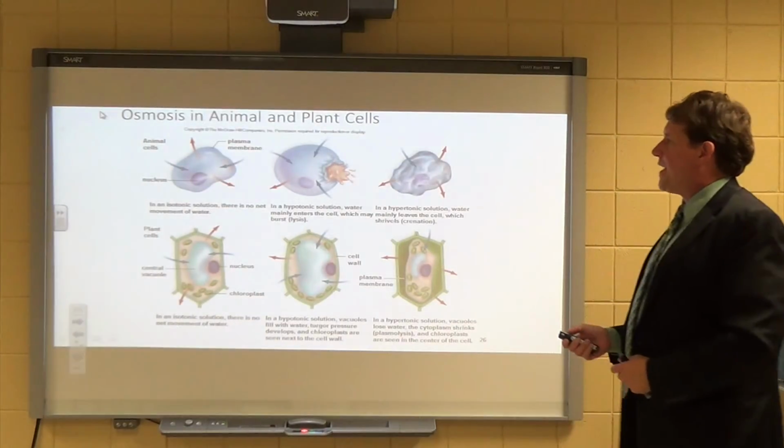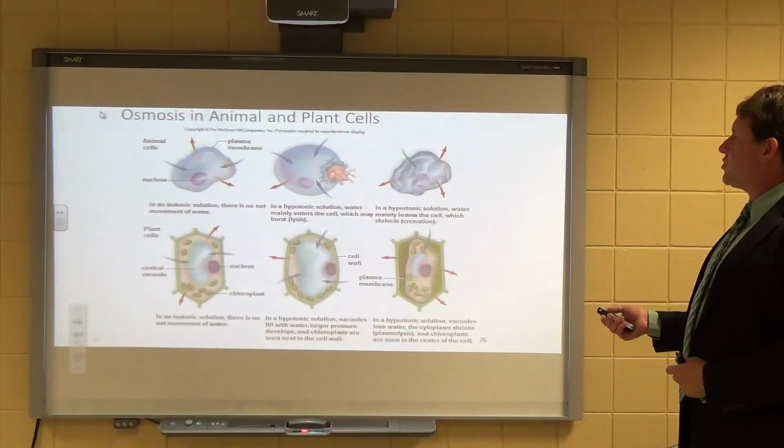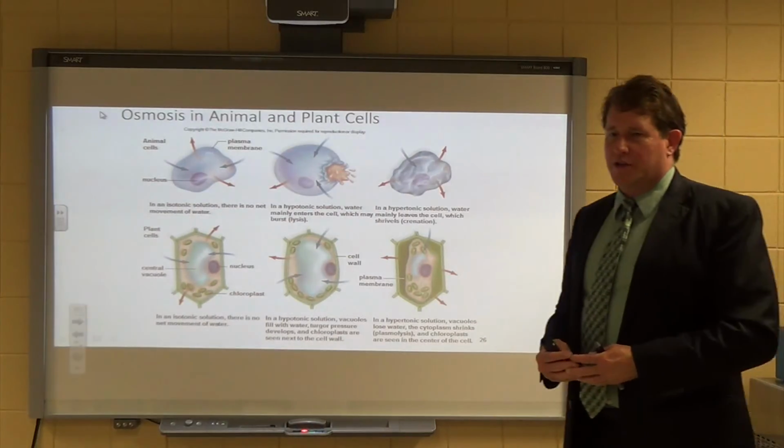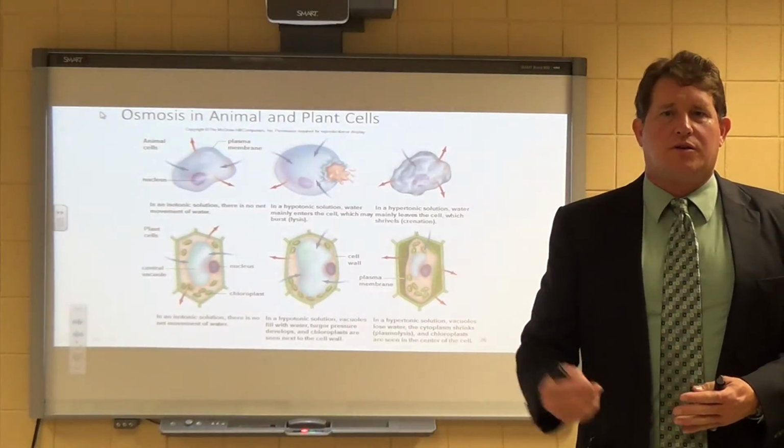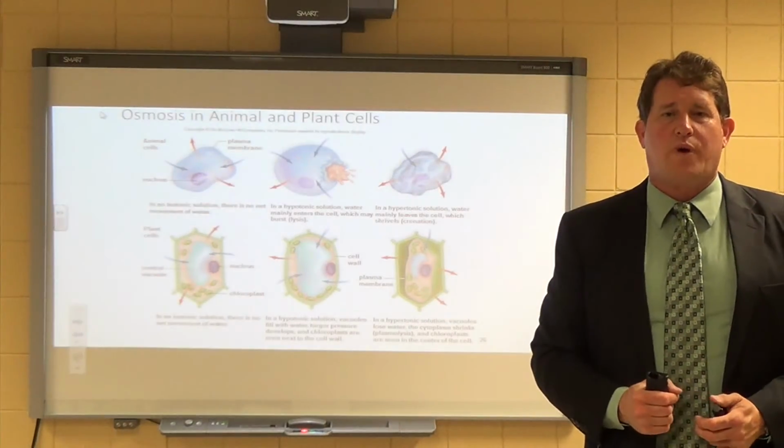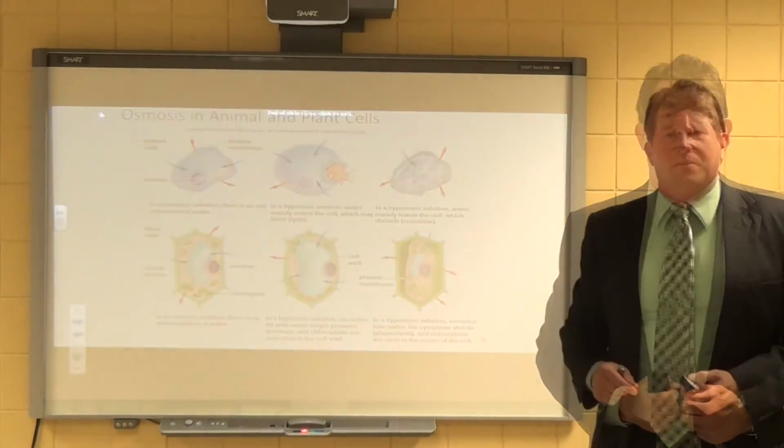So here's just a look at that, animal cells. Water will freely move across. Water follows a gradient, all on its own. It goes through porins. Porin is one way to let things through the cell.